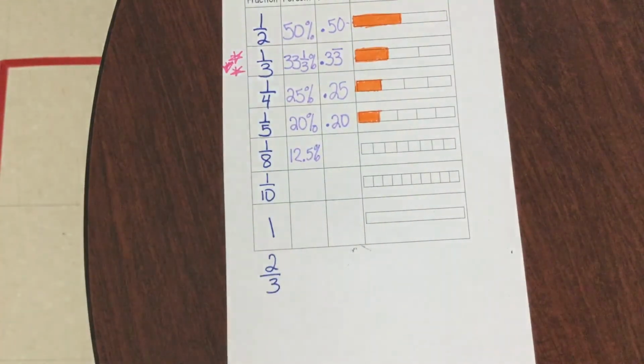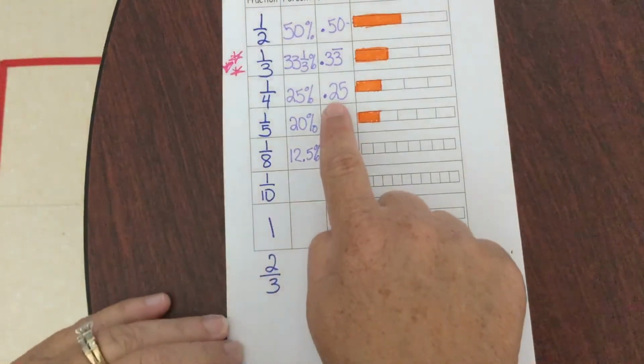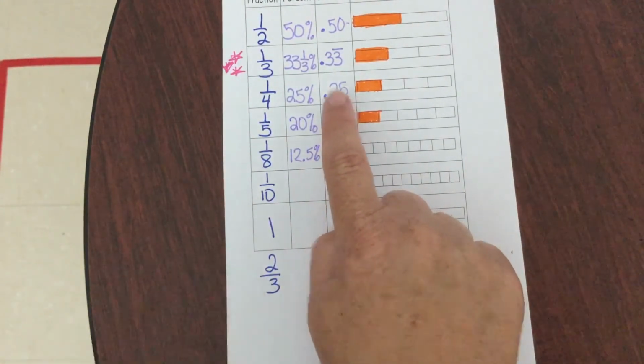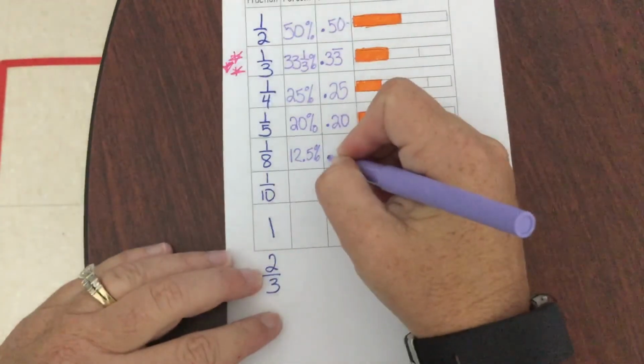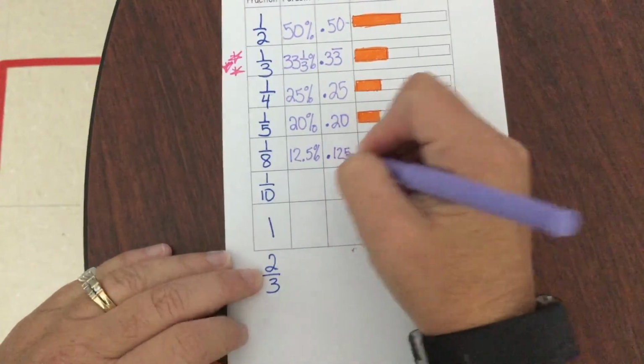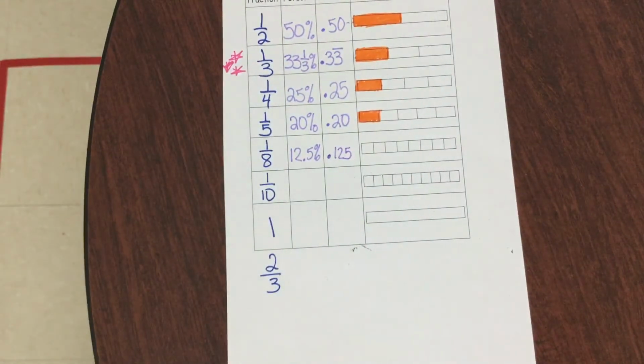So let's think about my 0.25. What is half of 0.25? What do you think? 0.12 and a half. Very good. 0.12 or 0.125. I know, but then you think to yourself, I'm not sure. All those other ones are only 2, and this one's 3. It's okay. It's okay. All right, let's shade that in.